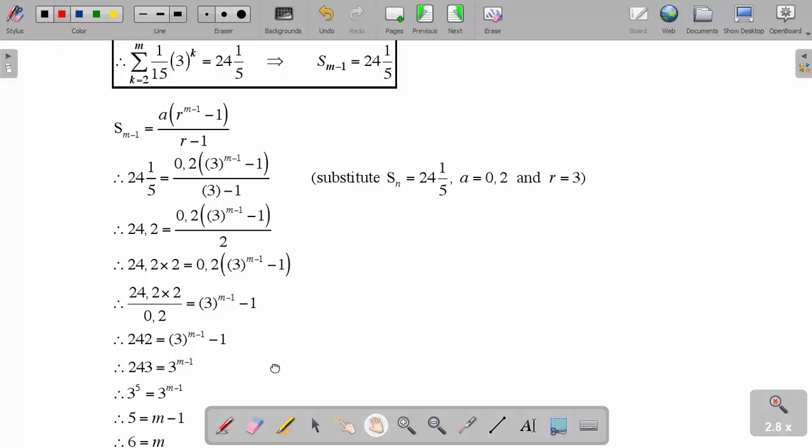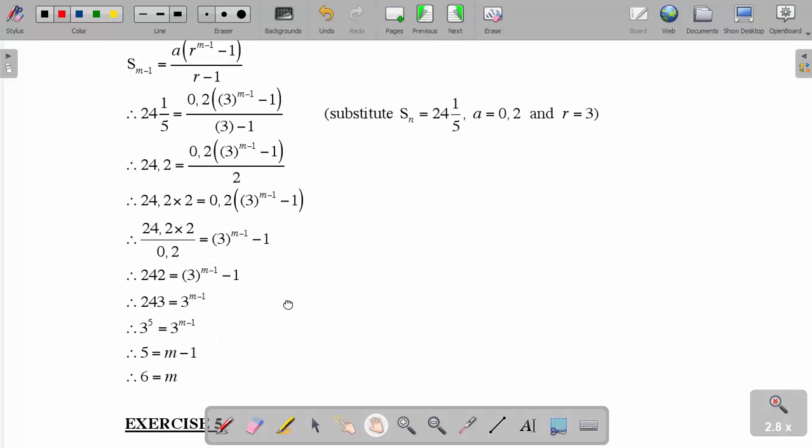Again, if I get prime factors of this 243, it gives me 3 power 5. So because I have the same base of 3, it means that my m minus 1 equals 5, so it makes m to be 6. I hope we are together.